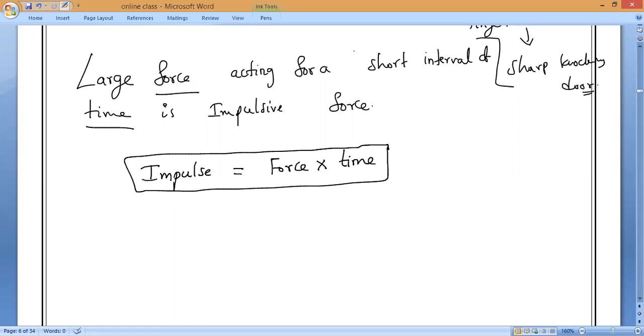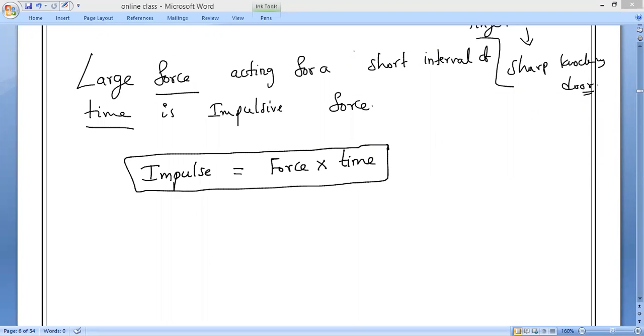Impulse means what? Force into what, guys? Time. Force into time. Very good. So that is what we can say. Okay, make a note now. Everyone, till here, any doubt? Yes, please. So if you want, you can also write the definition. What is the definition we can write, Hari? Anyone? What is the definition you can write here?